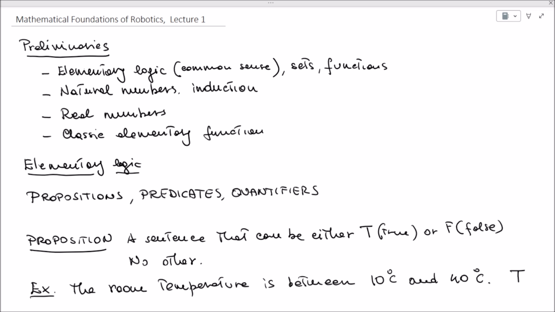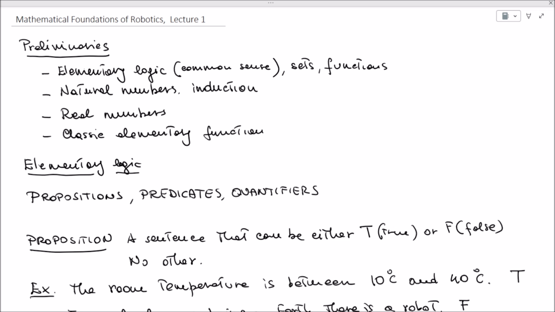If we say that for each human being on Earth there is a robot, well, this seems to be quite unlikely. So we can assign a false value to this sentence, so we can say that this sentence is another proposition because we can establish if this is true or false.